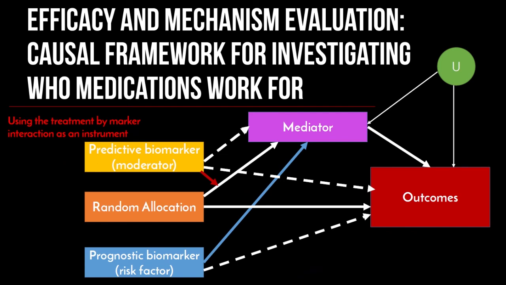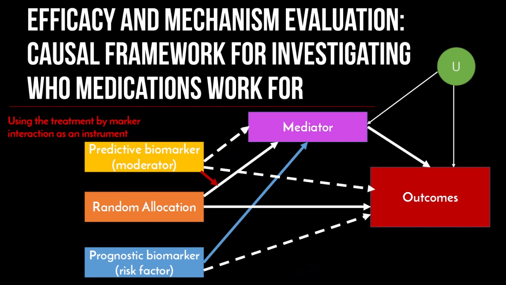An example of a study is the efficacy and mechanism evaluation. This is a way of trying to disaggregate that causal framework for investigating who medications work for. So whether there is some sort of prognostic factor that affects whether or not a medication works for you. Going back to the same notation, we have some random allocation which predicts our outcome. And we think this is an instrumental variable, so we can test whether that is true. So we have this interaction, this modification between the instrumental variable, our predictive biomarker, which could be a gene or some clinical marker, and our mediator.